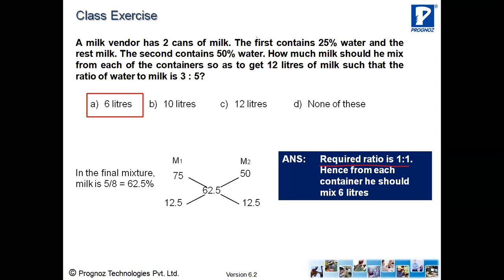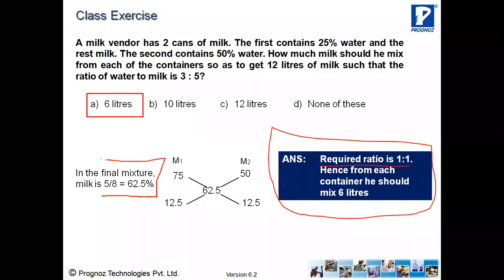Could you get this? Is it clear? Not clear? The trick here, this is the main thing to understand. In the final mixture, milk is 5 by 8, which is 62.5%. Then things become very easy. Okay, shall I move ahead? Hello? Yes, sir. Yes, sir.